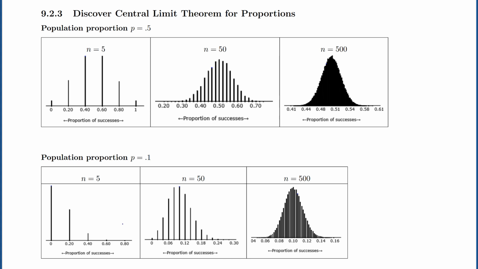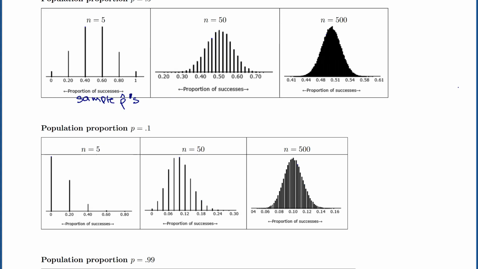Okay, so now let's discover our central limit theorem for proportions. Here are a few different examples where I had a population proportion where p equals 0.5. Notice, even when I look at a sample size of 5, these are my sample proportions. They look almost normal. Each one is a different sample proportion. By the time I get to a sample size of 50, it looks quite normal. By the time I get to a sample size of 500, it looks very normal, right?